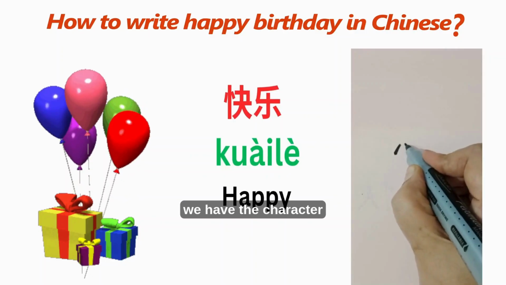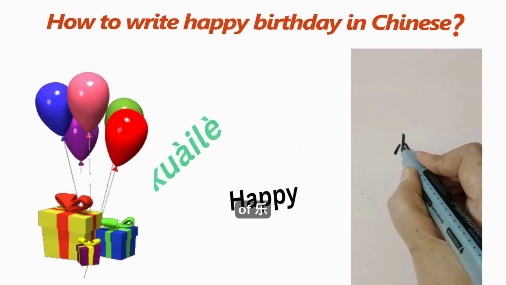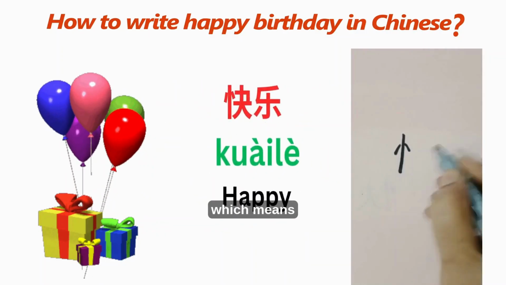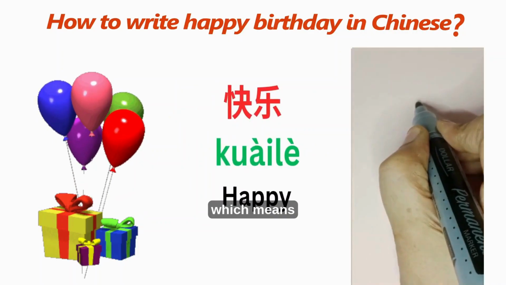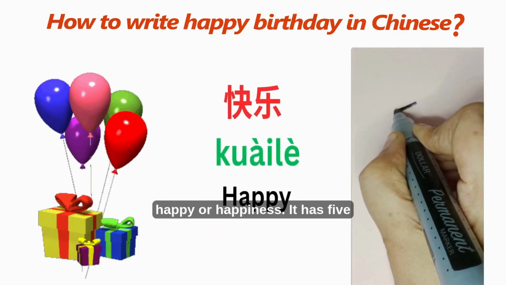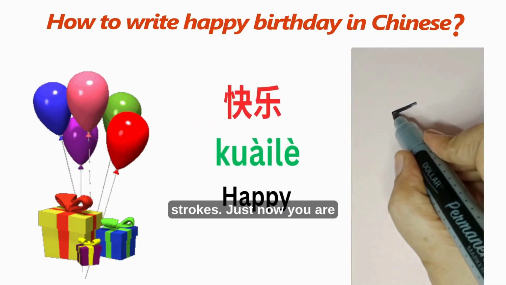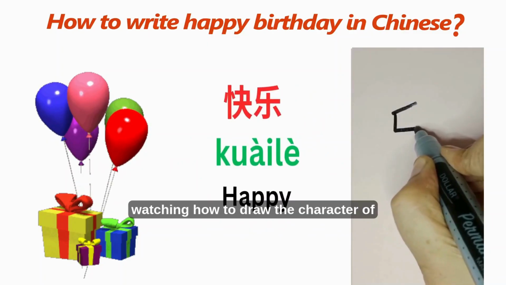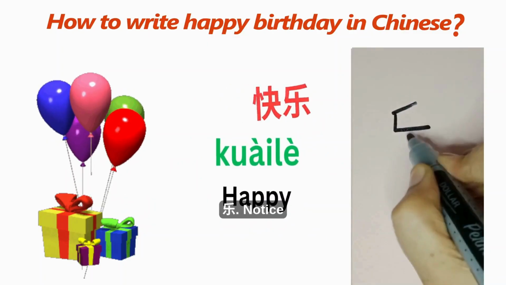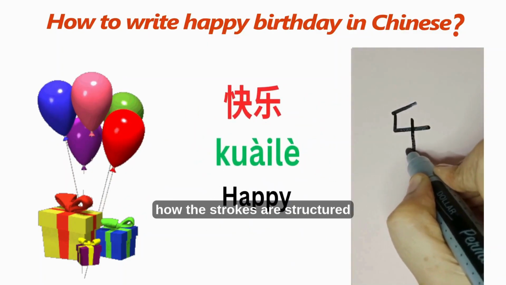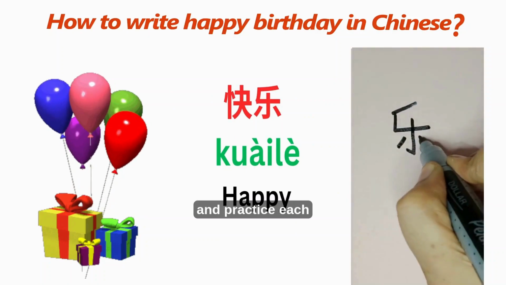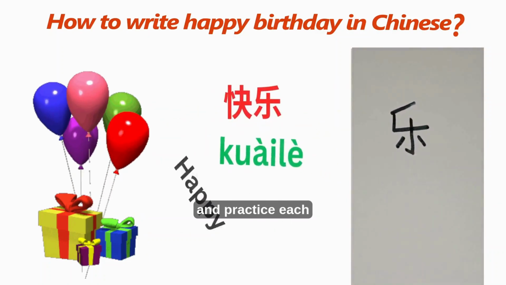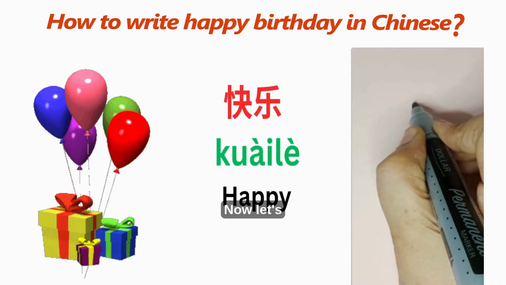Finally, we have the character le, which means happy or happiness. It has five strokes. Just now, you watched how to draw the character le. Notice how the strokes are structured and practice each stroke carefully.